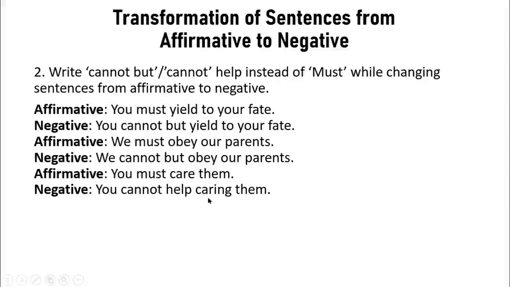When you are using "cannot help," you have to use verb plus "ing" in the sentence. You cannot help carrying them. You must obey your parents. You cannot help obeying your parents. Dear boys, are you clear about these rules? If you have any confusion, then you can ask me in the comment box.